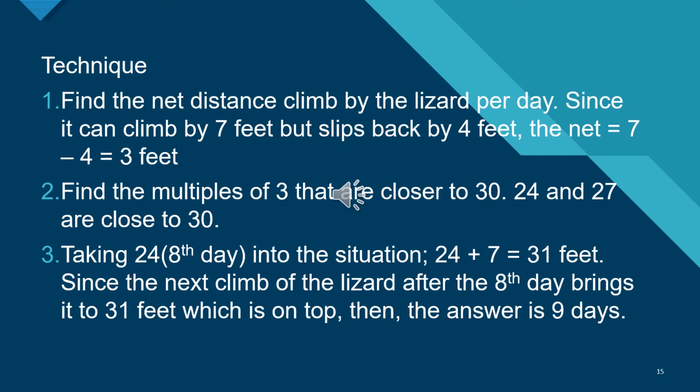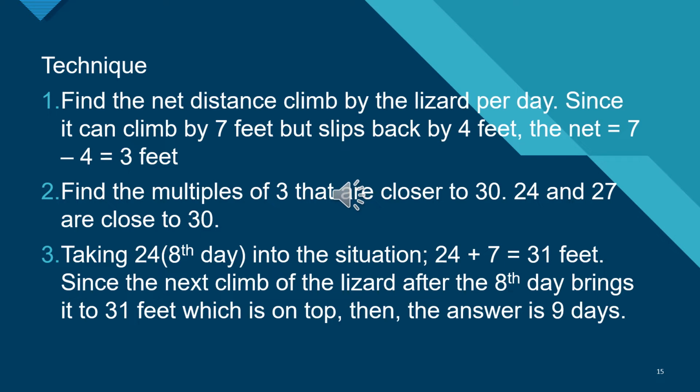Next step is to find the multiples of 3 that are closer to 30, since we know that the height of the pole is 30 feet. Now, what are the multiples of 3 that are closer to 30? In this case, there are two. These are 24 and 27. Now, taking 24 first, 24 is on the eighth day. Why? Because 24 divided by 3 is 8.